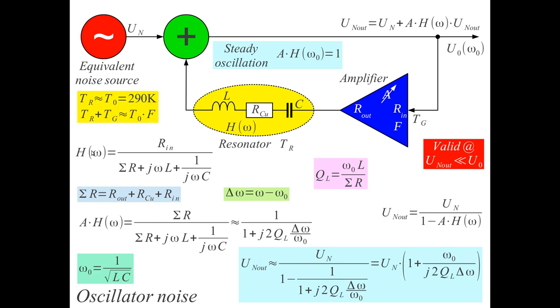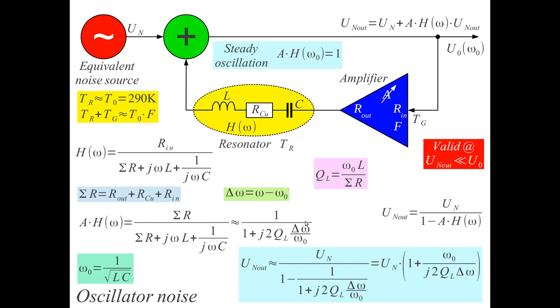If we calculate the transfer function of this circuit here, this is a ratio of the input resistance of the amplifier in the numerator and the sum of all resistances and reactive components in the denominator. The sum of all resistances is the output resistance of the amplifier, losses in the tuned circuits, and input resistors of the amplifier. And A times H of omega should now be equal to 1.